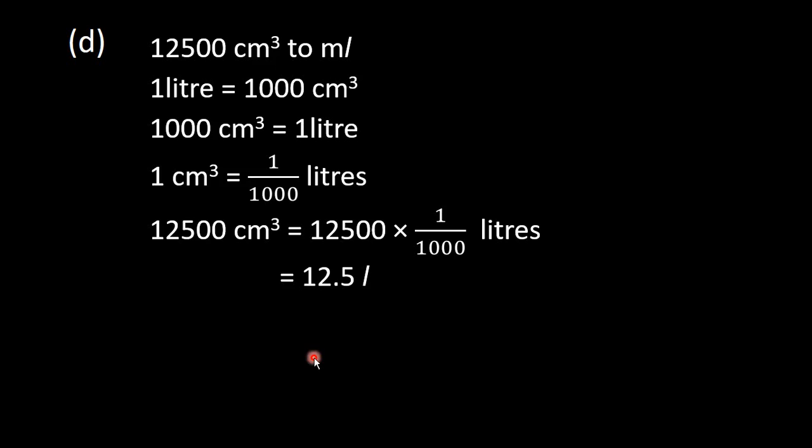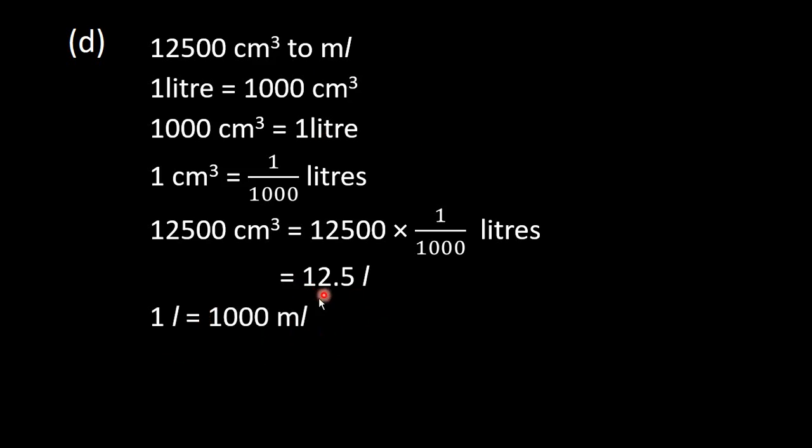So milliliter is a smaller unit compared to liters, because mil is times 10 to the power negative 3, which is like 0.001. So it means that it is a smaller unit. So 1 liter is going to be equivalent to 1,000 milliliters.